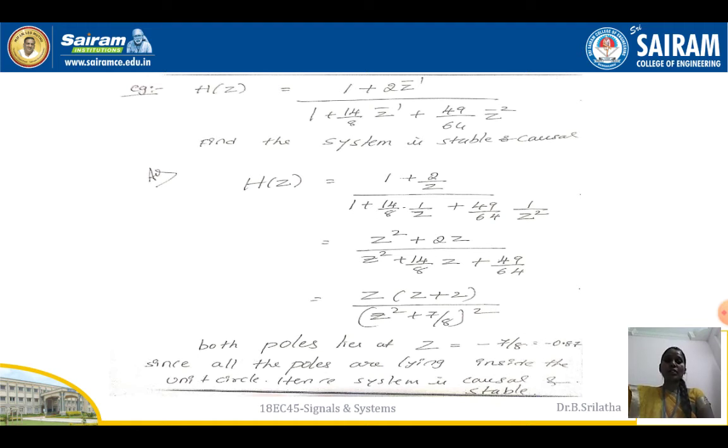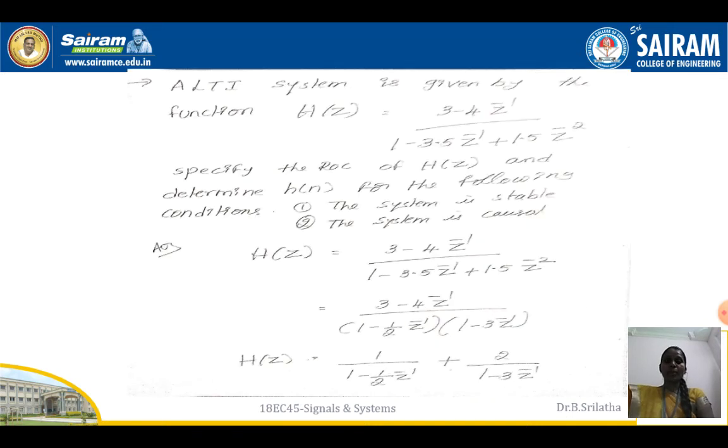So here in the system we have only two poles, both lying inside the unit circle. So the system is causal and stable. Clear? Now we'll go through one more example.